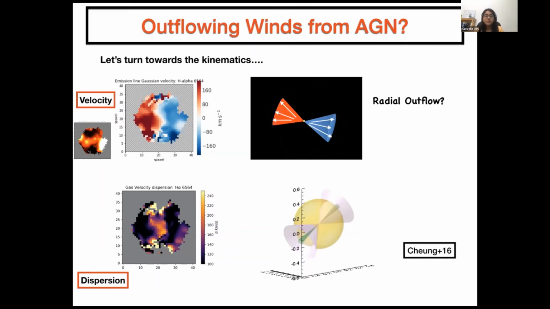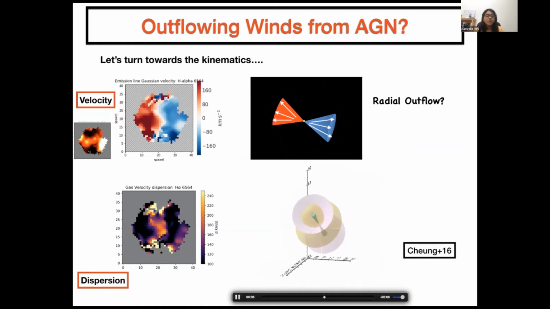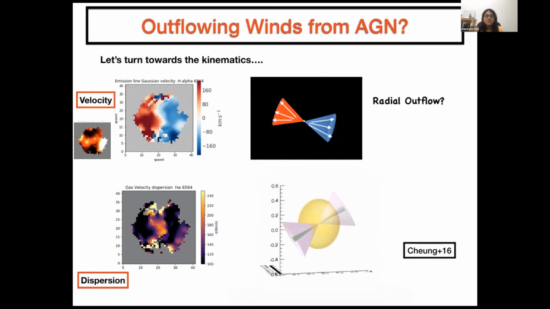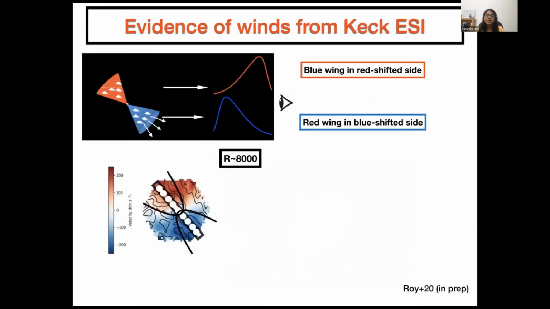So the main question here is, can this velocity field be explained by radially outflowing gas particles entrained by the wind, if there is a wind? We have a very simple toy wind model that has been described in Chung et al. And we found that a lot of these velocity maps can be very well represented by this wind model. But again, we want to look at more detailed kinematic signatures to be confident about this wind. That is where the Keck data comes in. We took the help of the ESI instrument, which gave us a spectral resolution R of about 8,000, which is a fourfold improvement over MaNGA's spectral resolution.